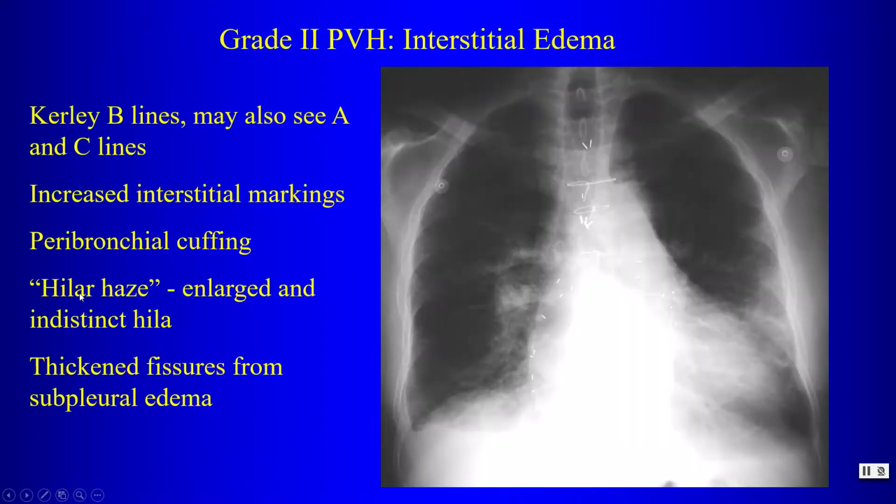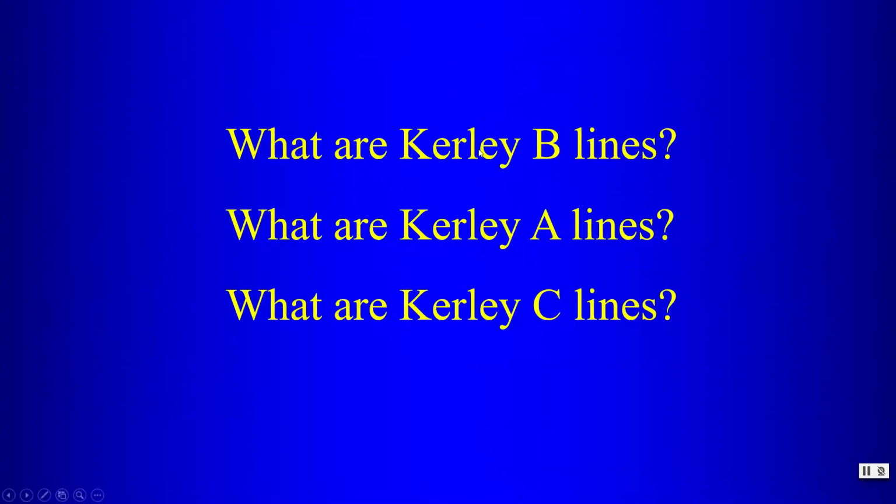Now with grade 2 pulmonary venous hypertension, we have interstitial edema. Here we will see Kerley B lines. We might also see Kerley A lines and Kerley C lines. And these increased interstitial markings represent thickened interlobular septae. You may also have peribronchial cuffing, hilar haze, thickened fissures from subpleural edema. So it's important to know what these terms mean.